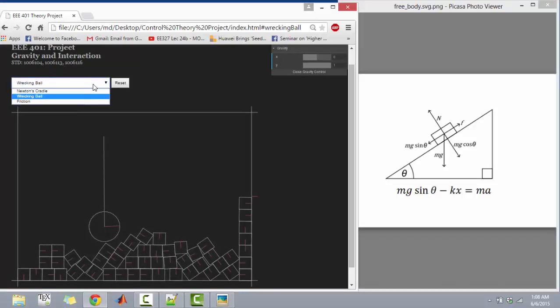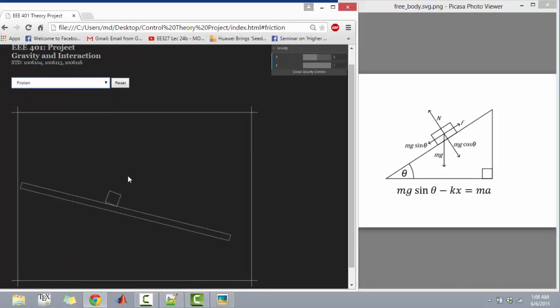Our third sub-project is friction. We know that if we place an object in an inclined plane, it will move downwards due to a portion of its weight, which is mg sin theta. But we know that friction always works against the movement of the object. From the figure, we can see that the movement equation is mg sin theta minus kx is equal to ma.